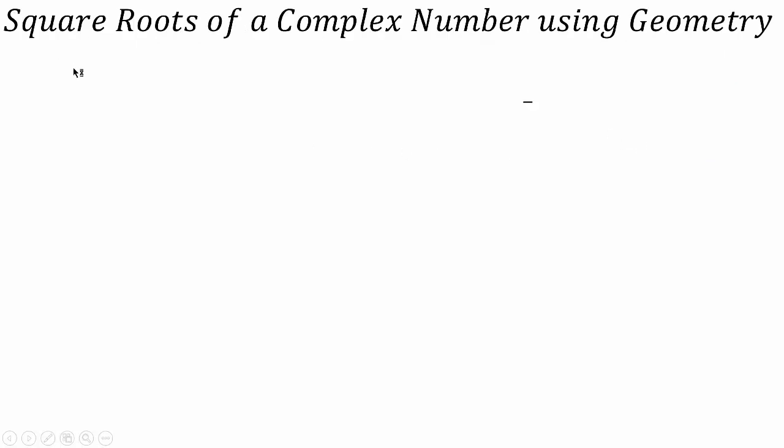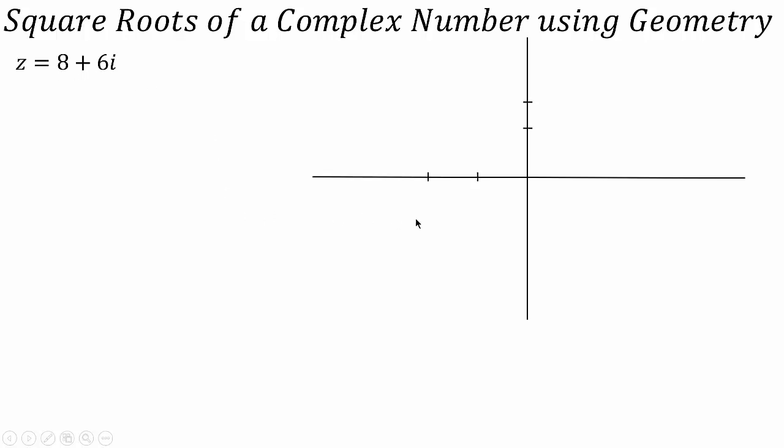We will take an example to clarify it. Let's take a complex number which is 8 plus 6i. So let's draw the axes for the complex number. This will be the real axis and this will be the imaginary axis. So the complex number can be plotted in a complex plane.